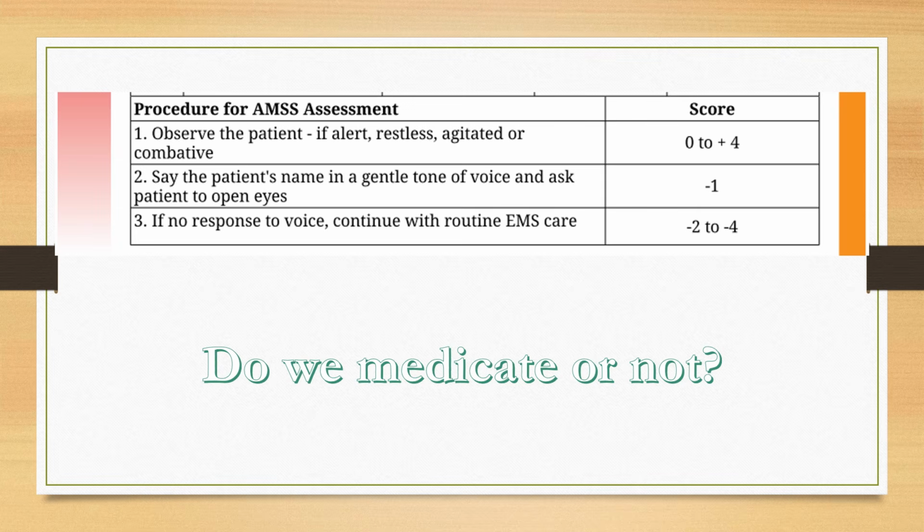When we have to decide whether we medicate or not, we use our assessment score from the AMSS scale, Altered Mental Status Scale, to determine what our treatment is going to be. If we observe the patient and they're alert, restless, agitated, combative, they typically fall somewhere in the 0 to +4 range. If we say the patient's name in a gentle tone of voice and ask the patient to open their eyes, they usually fall in the -1 score, which means they won't need any sort of sedation or restraint.